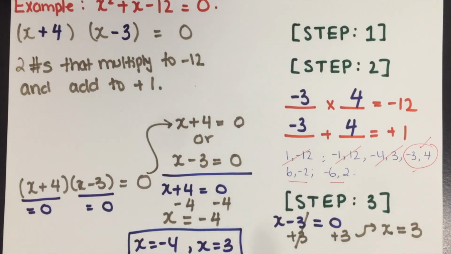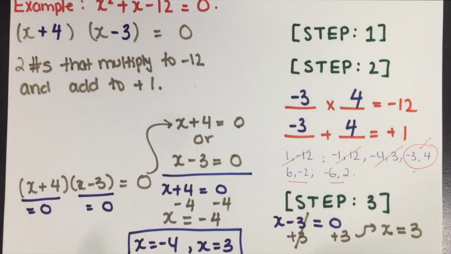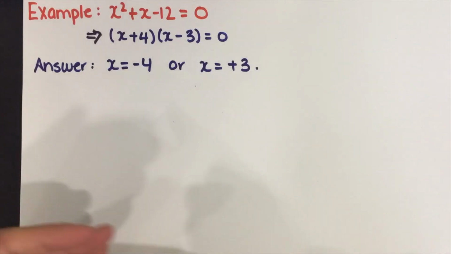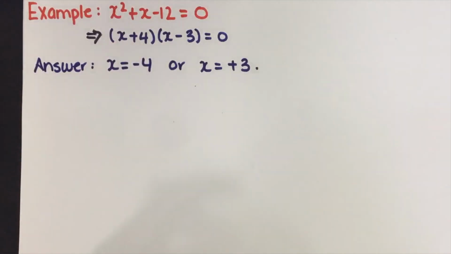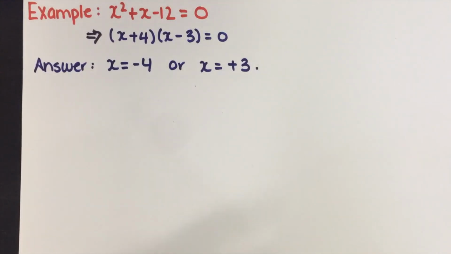You can also check these solutions by substituting each one at a time into the original equation and seeing if it actually equals 0. So let's do that. We had x squared plus x minus 12 as our quadratic equation, and then we factored it and got x plus 4 and x minus 3. When we solved it, we got x equals negative 4 or x equals positive 3. Now let's check if our work is actually correct. It's always good to check your work, especially for math problems. During an exam, if you get time, always recheck because you can make silly mistakes and easily lose a mark.